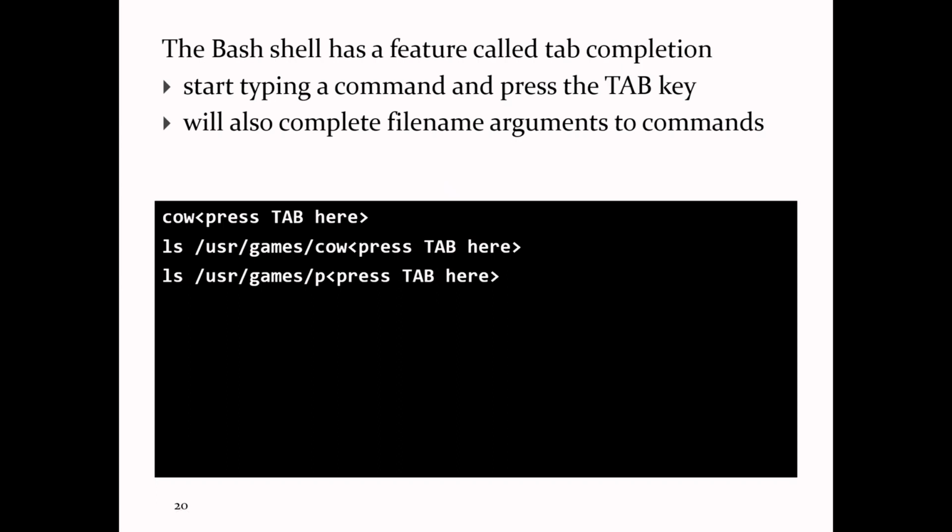Okay, the shell, when you're using it, also has something called tab completion, which is really useful if you do a lot of work on the command line. The way this works is, well, it works in a few different ways. If you start to type in a command, so I start to type in COW, and then press tab, the shell will automatically complete the command, right?